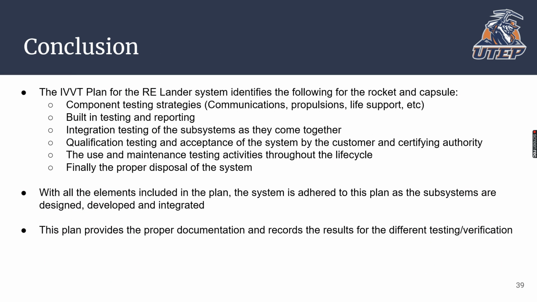In conclusion, the IVVT plan for the relander system identifies the following for the rocket and the capsule: the component testing strategies for the communications, propulsion, and life support systems, the built-in testing and reporting of the systems, integration testing of the subsystems as they come together, qualification and acceptance of the system by the customer and certifying authority, the use and maintenance testing activities throughout the life cycle, and finally the proper disposal of the system. With all the elements included in this plan, the system adheres to this plan as the subsystems are designed, developed, and integrated. This plan provides the proper documentation and records the results for the different testing and verification methods.